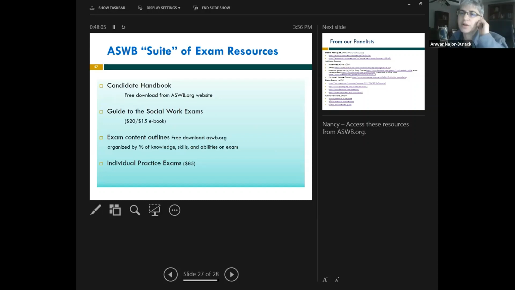ethics, for example. And it is true, whether you're taking the clinical or the advanced generalist, there is a lot of micro content on both exams. So don't assume that if you're taking the advanced generalist that you don't have to worry about that. Unfortunately, you do. And so you need to have all of that.